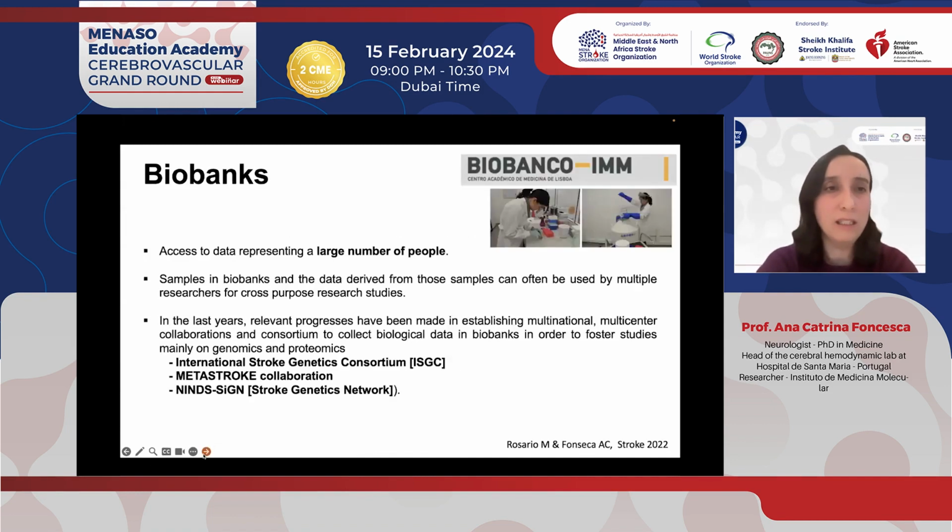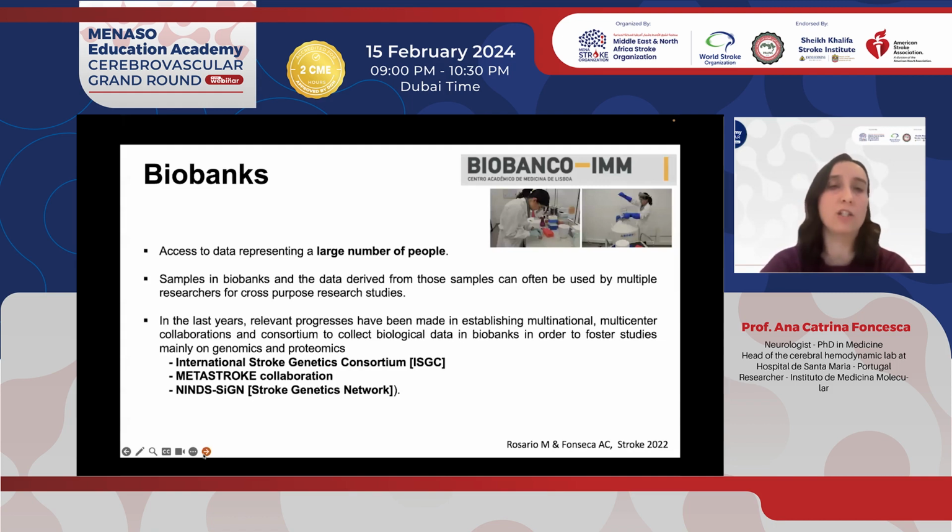Another thing that we are going to need are biobanks. Biobanks are places where you can store large quantities of biological samples. And biological samples include not only blood and plasma, but also, for example, cerebrospinal fluid. You can also have some surgical specimens. Whenever you do an endarterectomy, for example, you can store the tissues, or whenever you take the thrombus after performing a mechanical thrombectomy, that can also be stored, and that can also be analyzed. So biobanks will allow you to gather a lot of information about a large number of people.